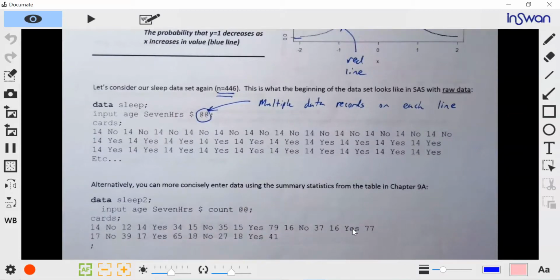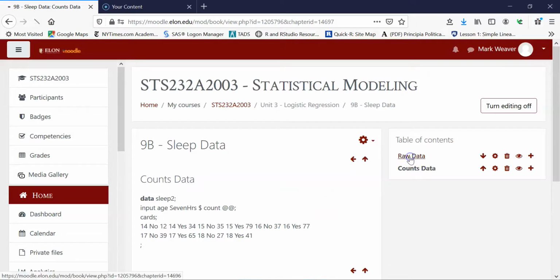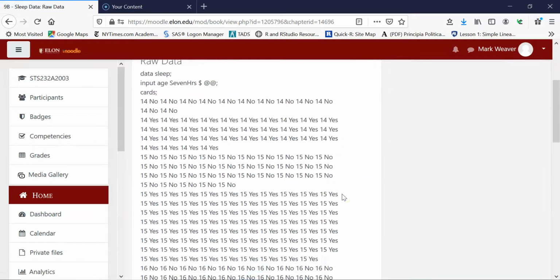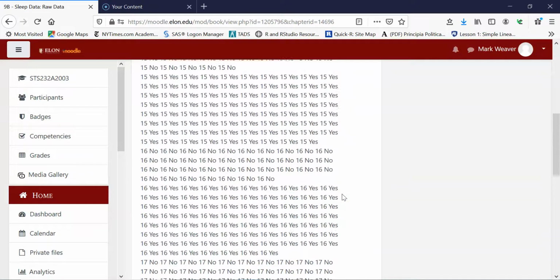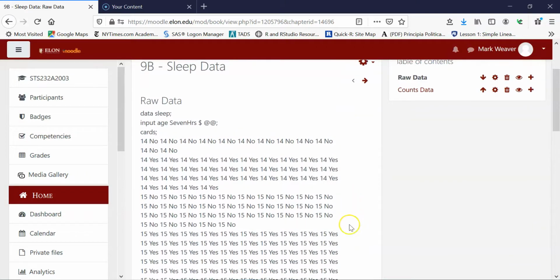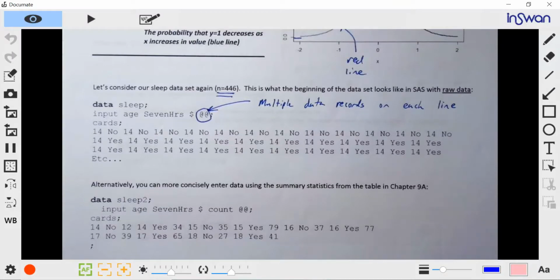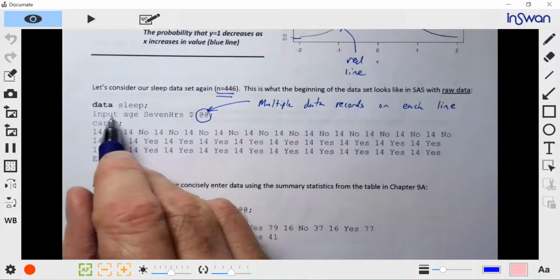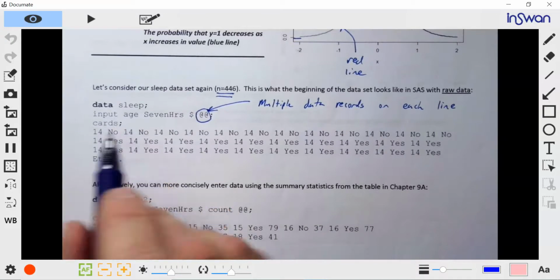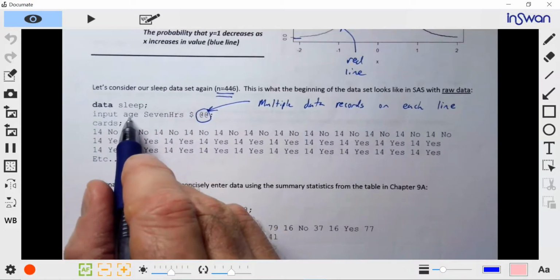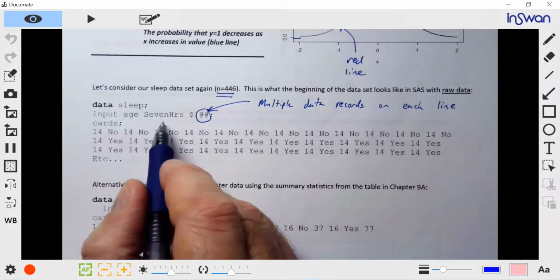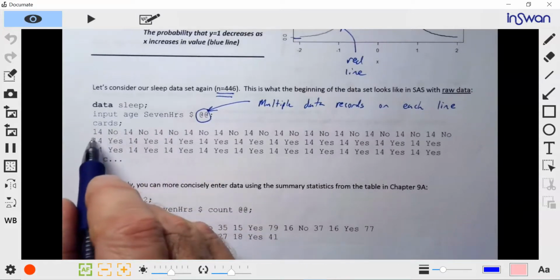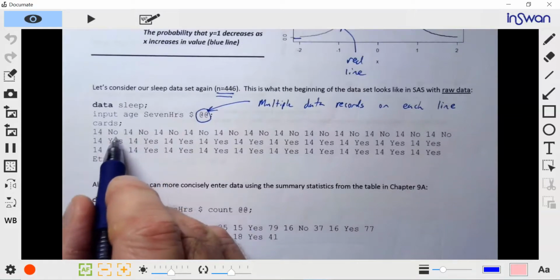And I did that as well on the Moodle page. If you look at the raw data, here are the 446 observations. You can see that's why I used the @ so it didn't have to go way down the page. So for each observation, for each student in the data set, we have just their age and whether they said they get 7 hours of sleep or not. So you can see that the first student in the data set was age 14, and they said no, they don't get 7 hours of sleep.